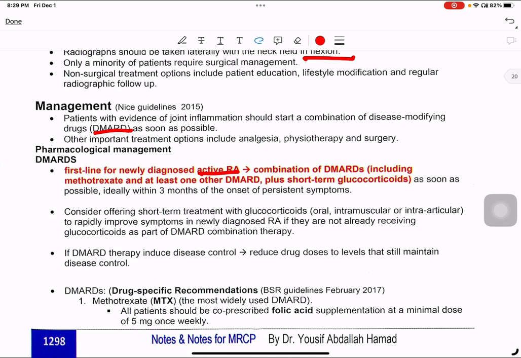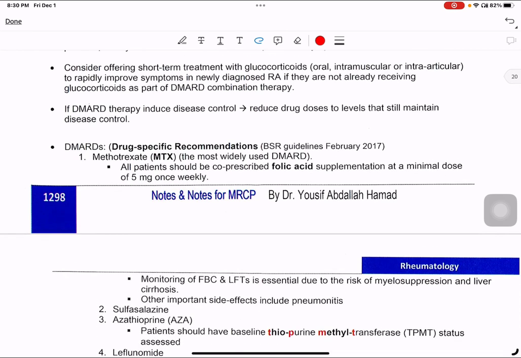After 12 weeks, disease activity should be monitored every 6 weeks, and if it is controlled, then single DMARD. If it is not controlled, then double DMARD. If it is still not controlled, then DMARD with steroid. If it is still not controlled, then there may be a requirement of biologics. So that is the treatment protocol.